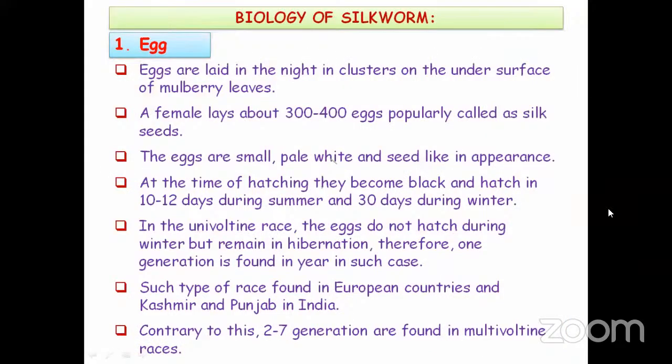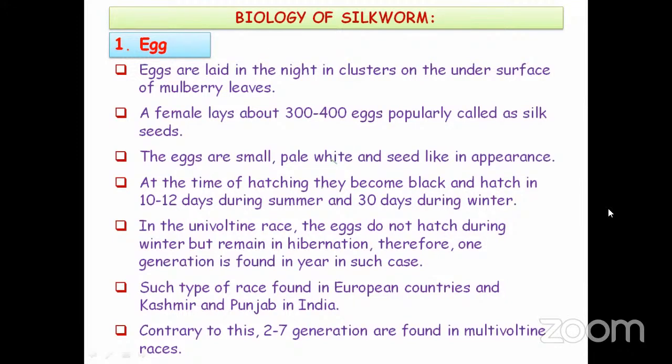So the next one is the biology of the silkworm. Biology means the life cycle of the silkworm. Its life cycle undergoes four stages: egg, larva, pupa, and adult. So the first stage is the eggs. They lay their eggs at night, in clusters under the surface of the mulberry leaf.